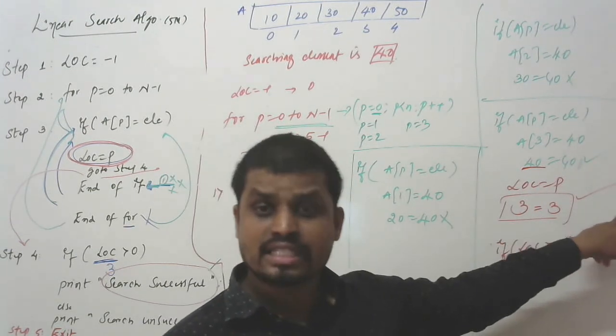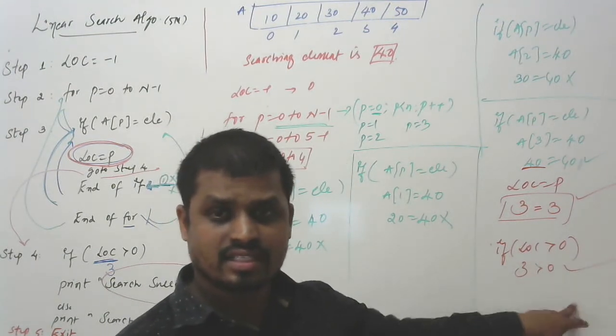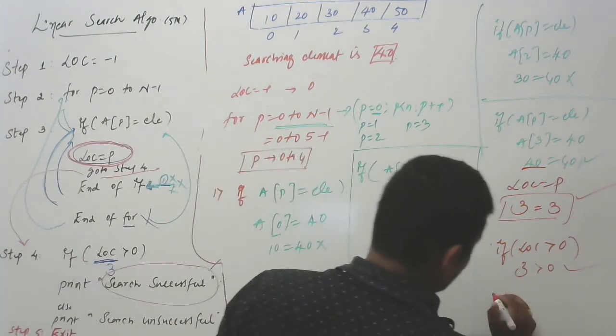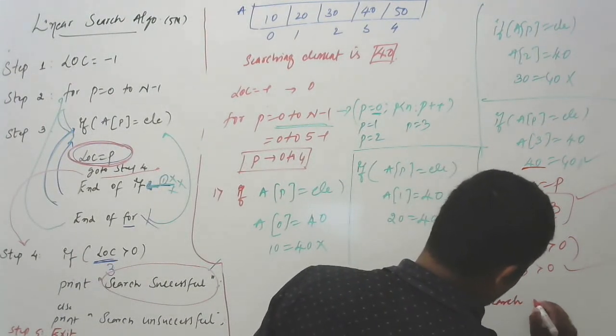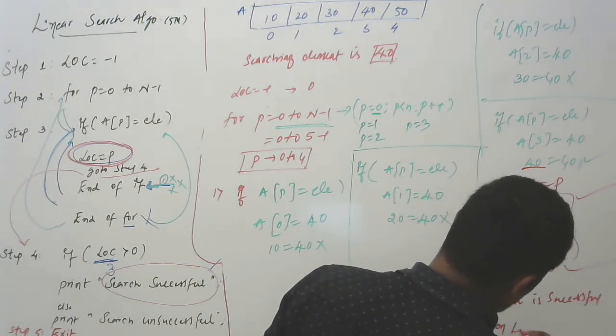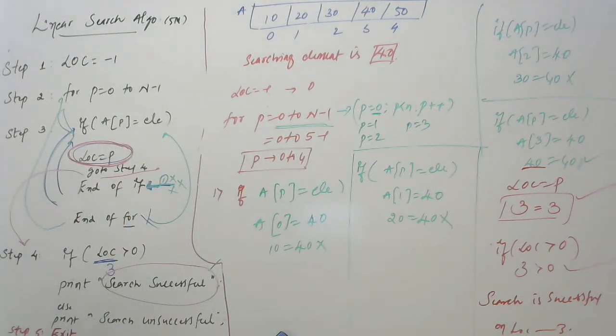I am searching that location itself. Here I have made it true. Then I am just checking the condition 3 is greater than 0. Yes, search is successful. You will get the position. Search is successful on location 3. This is the output what you will get.